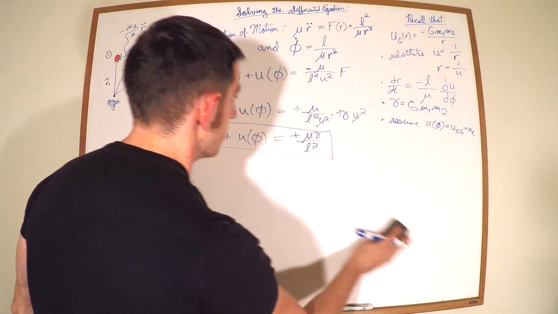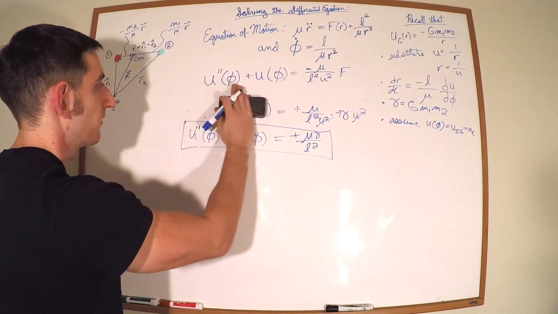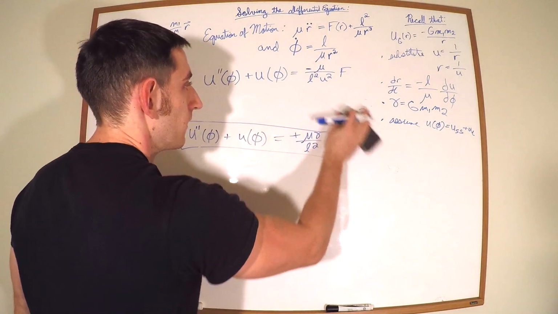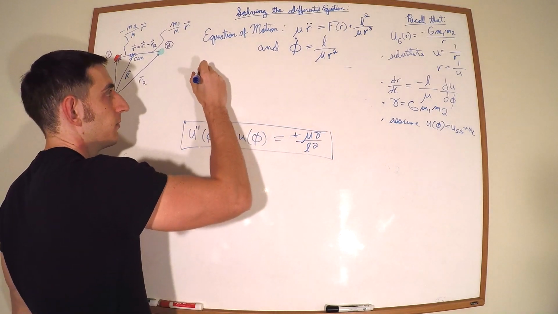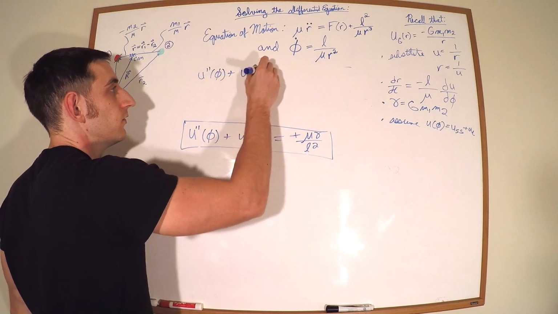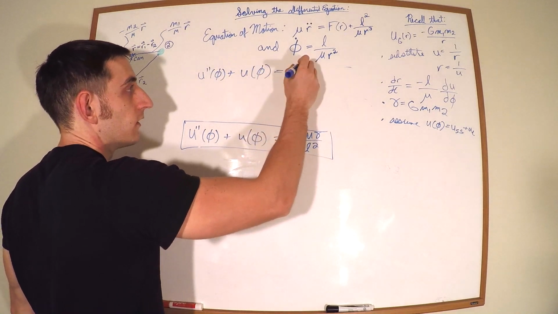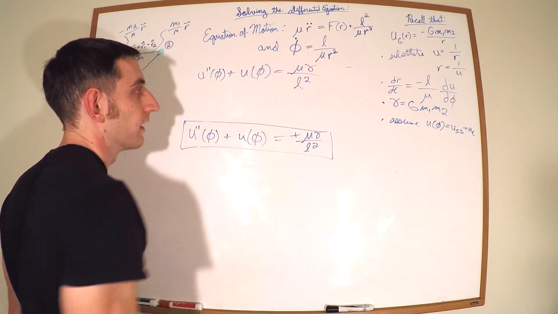So let's erase this. And you know what? Yeah, we'll erase this also. And we'll erase that guy. So I'm going to write this guy up here. This is going to be our governing baby. U'' phi is equal to mu gamma over L squared.